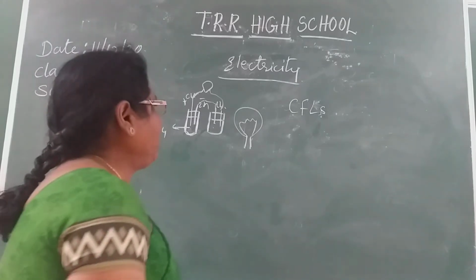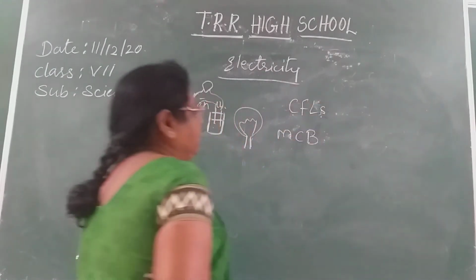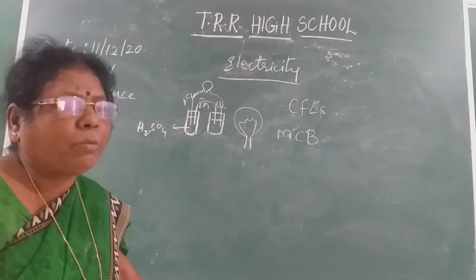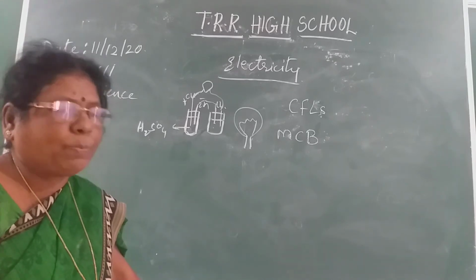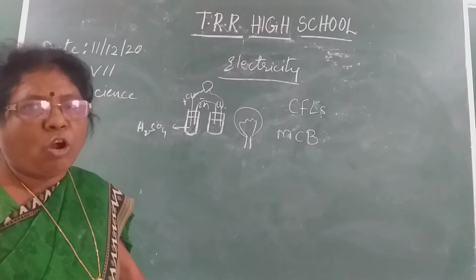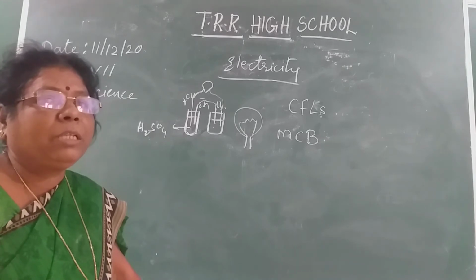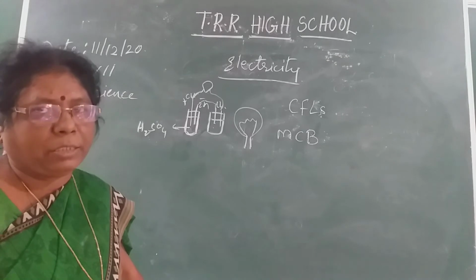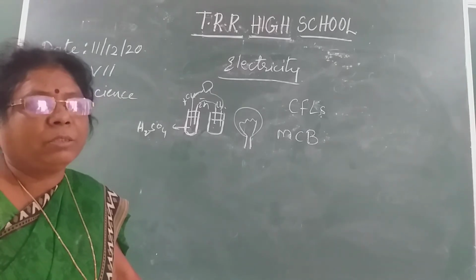Next, a miniature circuit breaker. We use miniature circuit breakers nowadays in every house, apartments, everywhere. MCBs are somewhat expensive, costly, but they function automatically. If the current exceeds the limit, the switch will be off automatically. Again we have to reset it. Okay, no need to replace the wire like fuses.